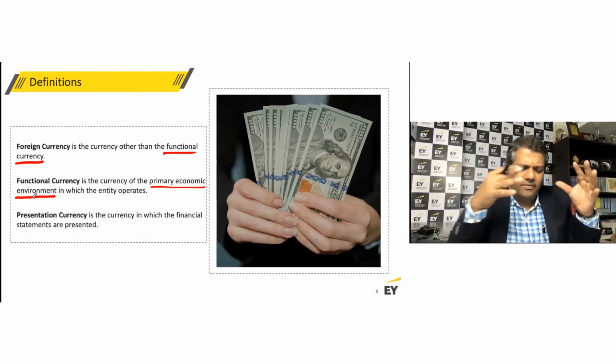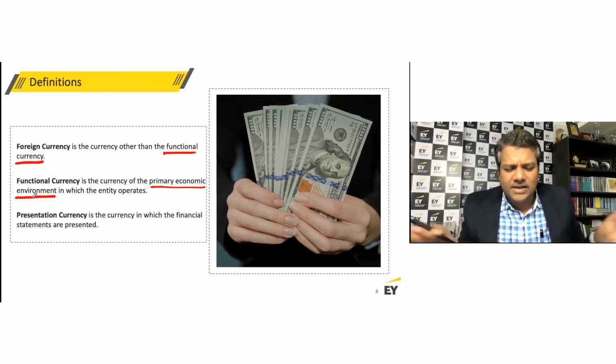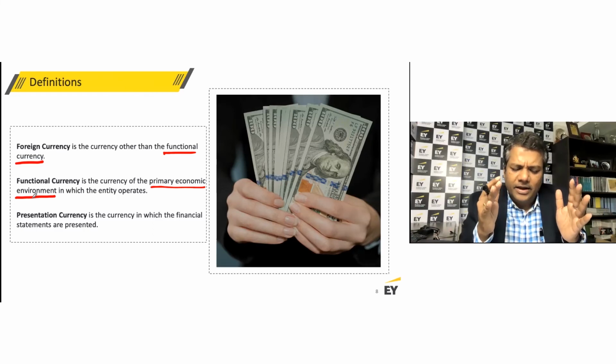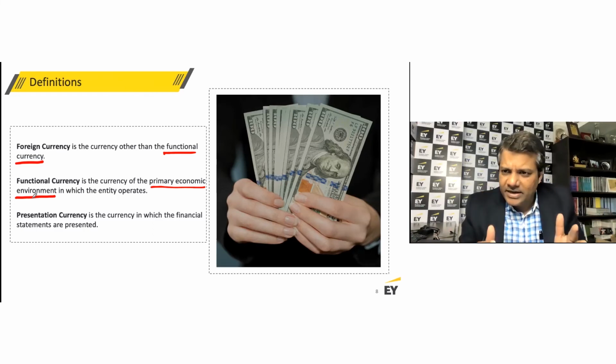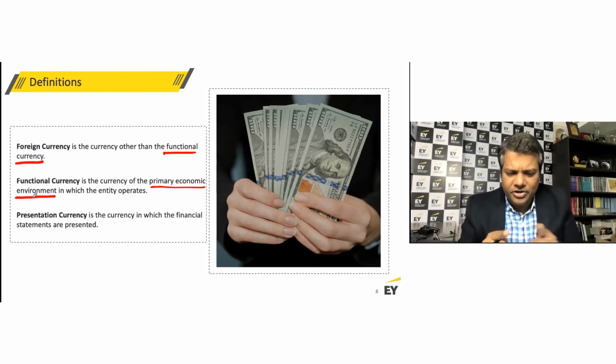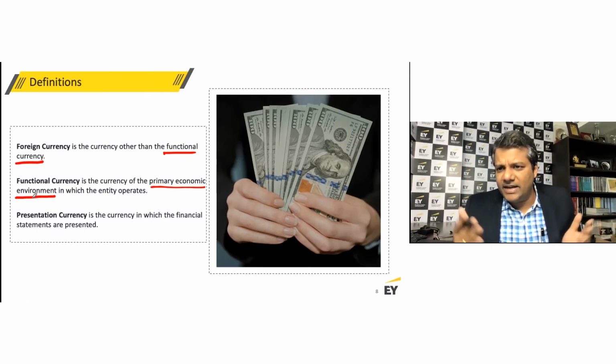Okay, so we have foreign currency, which is any currency other than your functional currency. We have the functional currency. Functional currency is the currency of the primary economic environment in which the entity operates. We will talk about the definition of the primary economic environment. And then we have the presentation currency, which is the currency in which the financial statements are presented.